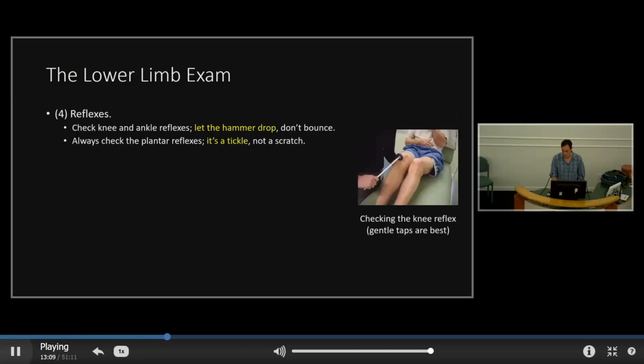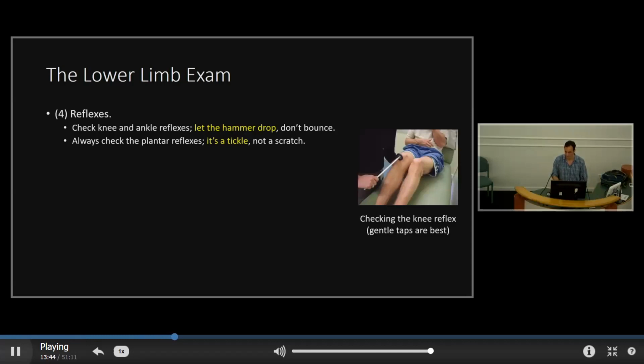Reflexes. Reflexes are quite technique dependent, so knee and ankle jerks. I would say two things. When you do these, some people bounce the hammer off the lower limb, and I think it's much better to just let it drop, mainly with just the weight of the hammer itself, using gravity. Sometimes you need to give it a little more oomph, but not much. And the other thing, when you check the plantar responses, because they are a reflex as well, a very good one, an abnormal plantar is a very powerful sign.